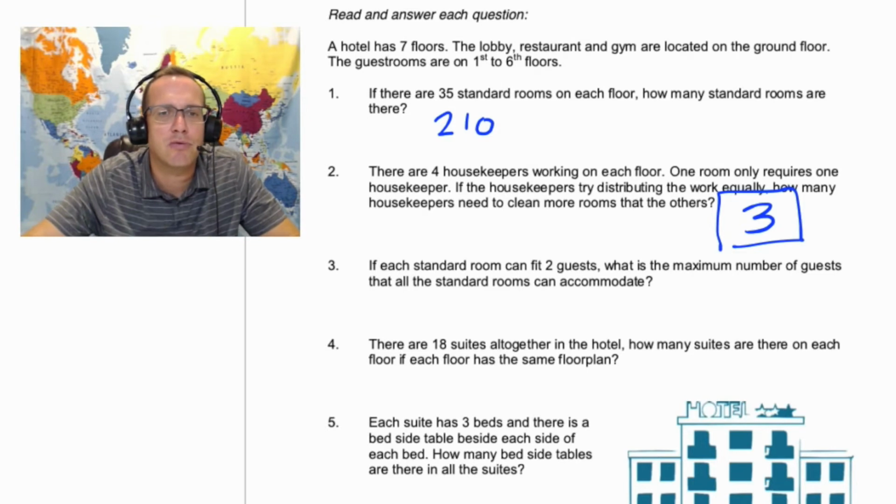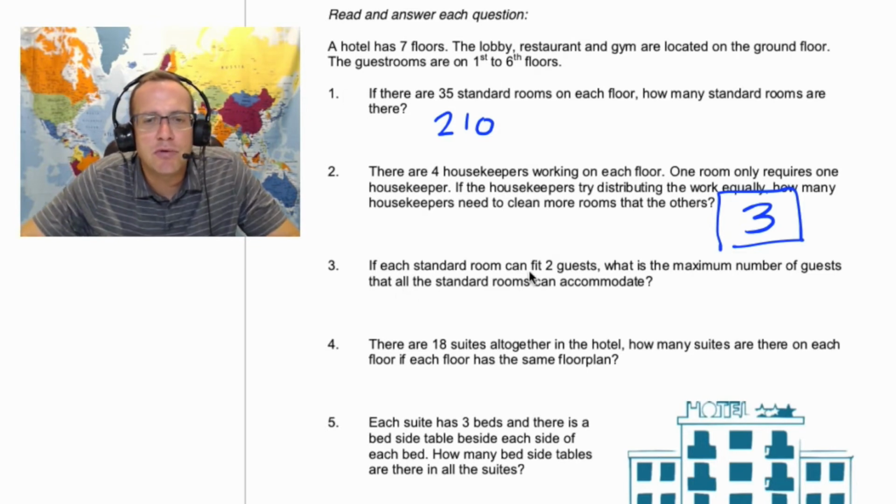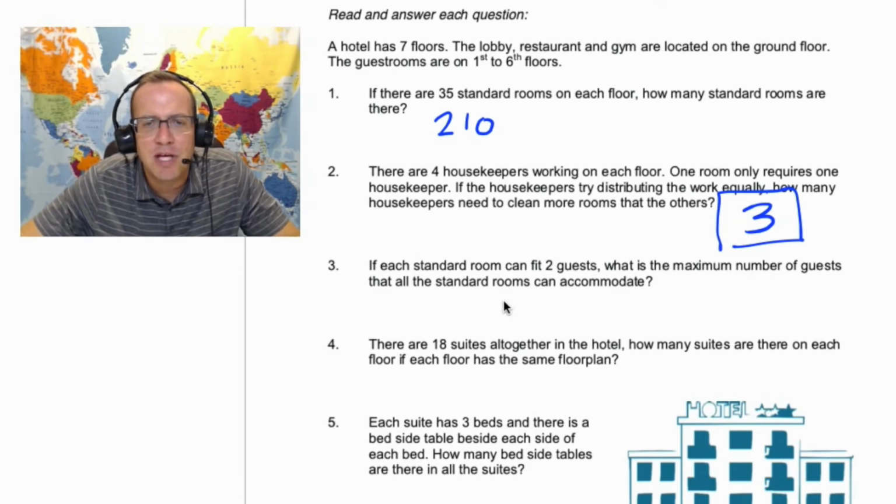All right, let's try number 3. If each standard room can fit 2 guests, what is the maximum number of guests that all the standard rooms can accommodate?